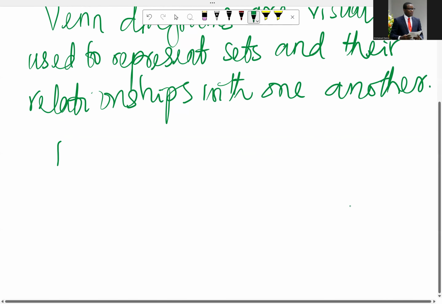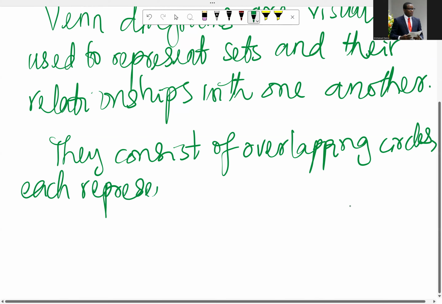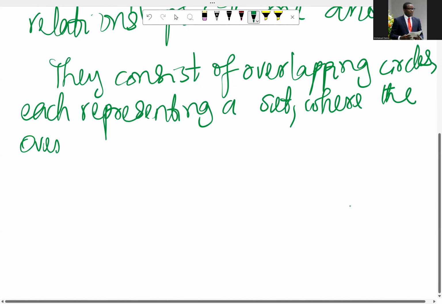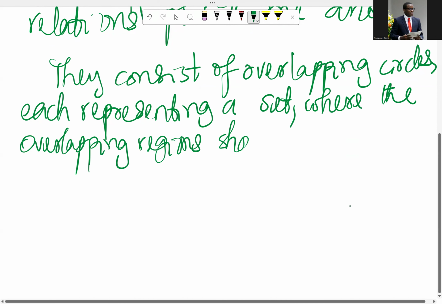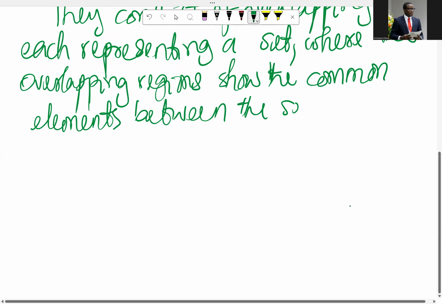Then they consist of overlapping circles, each representing a set, where the overlapping regions show the common elements between the sets.